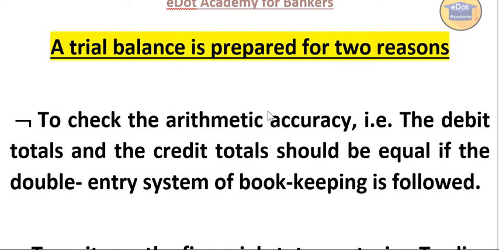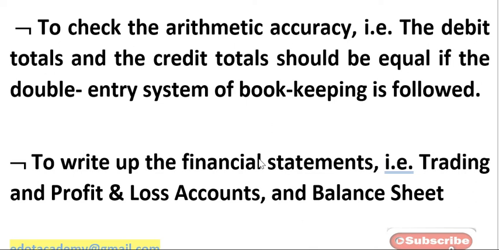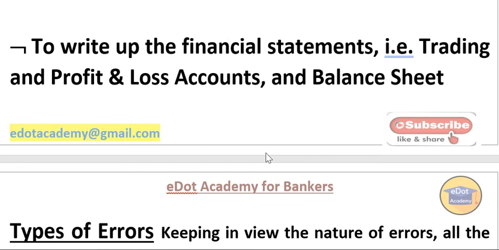Before that we'll see the two reasons that the trial balance is prepared, which we have already discussed. Number one is to check the mathematical accuracy, meaning debit balance must be equal to credit balance, because we follow the double entry system. As per the double entry system, we do the accounting with one debit side and another credit side, so that must be equal. And the second purpose is to write up the financial statements, that is the trading and profit and loss account and balance sheet. So before preparation of the balance sheet, we must prepare the trial balance to check the mathematical accuracy.